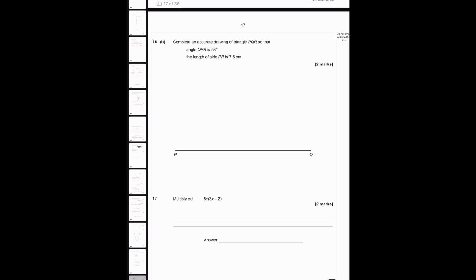Question B on this exam paper, unfortunately, I am unable to complete it because I can't get a protractor or a compass on the application that I'm using.